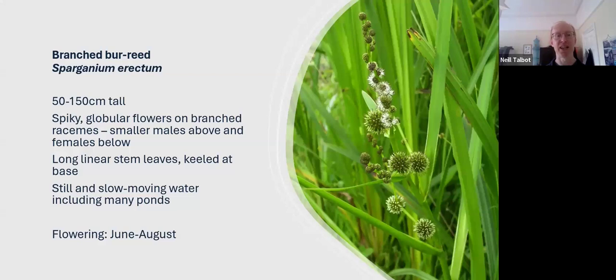And as with all of the monocotyledons, you've got long linear leaves, which are parallel veined, and they're quite keeled at the base. So that's quite a distinctive thing to look out for. And those should be flowering fairly soon. The flowers are very distinctive, so once you've seen them, it's a relatively easy one to learn.